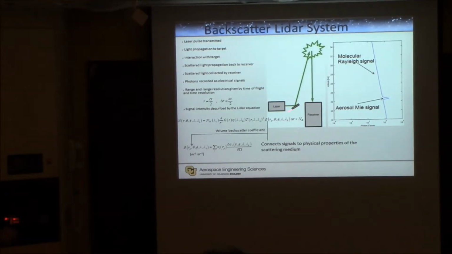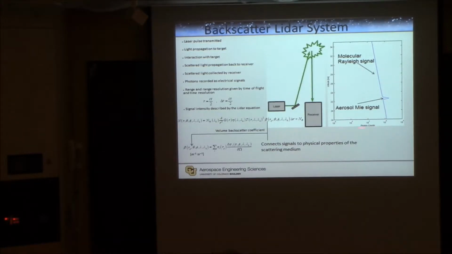And so we have a pulse laser system. The laser system then transmits those pulses up into the atmosphere. There's propagation to a target, and then it interacts with the target through scattering. That scattered light then comes back. It's collected by the receiver. Those photons then are recorded as electronic signals, and we start to use those electronic signals to relate their linear response to the behavior of the scatterers, as in this case going up in altitude.